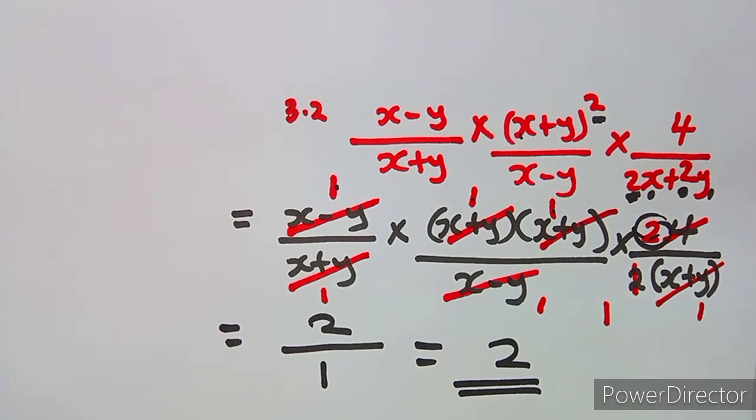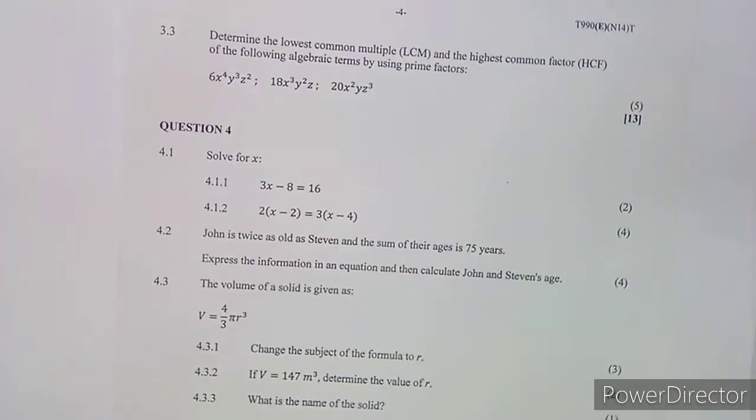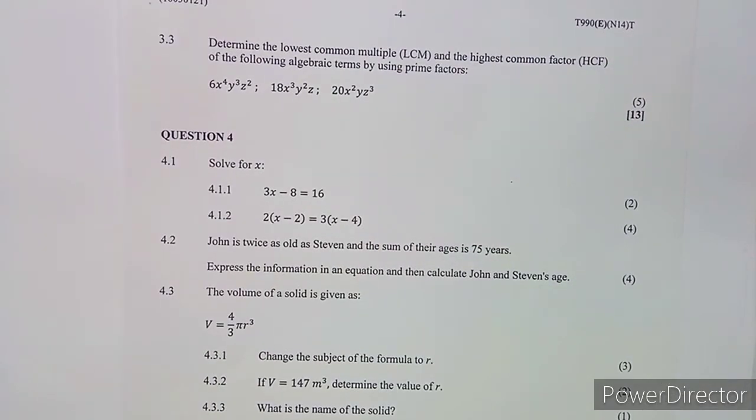Any whole number can be written as a fraction, as 2 over 1. So you can write it back as a whole number, because that is what it was before it was written as a fraction. All right, so that's what we had. Let's quickly see the other part here where we are asked to determine the lowest common multiple and the highest common factor, the HCF, of the following algebraic terms by using prime factors.